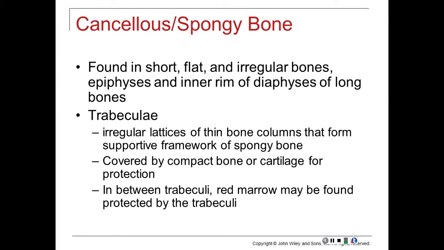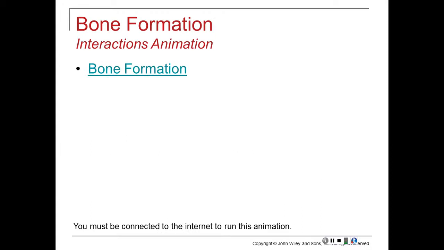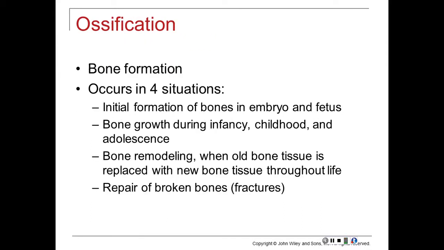Spongy bone contains trabeculae. Trabeculae are kind of like stalactites and stalagmites of a cave. They're these irregular lattices that form this kind of sponge-like network inside of the bone. It's covered by compact bone or cartilage, and in between the trabeculae is where you'll find the red bone marrow, which produces the red blood cells. This animation here goes through bone formation for you.